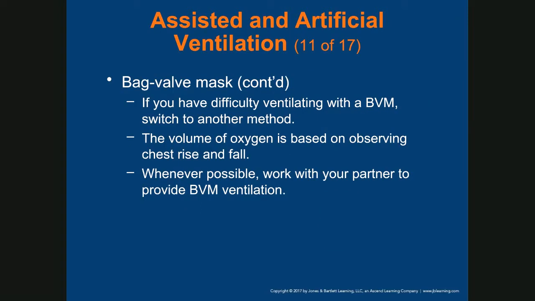If you have difficulty ventilating with a BVM, switch to another method, and that method would be either two-person BVM or pocket mask, and the pocket mask would be more effective. The volume of oxygen is based on observing chest rise and fall. Whenever possible, work with a partner to provide BVM ventilation.